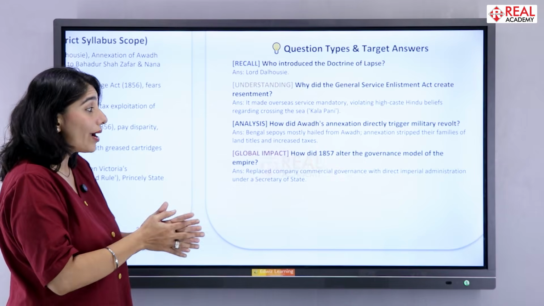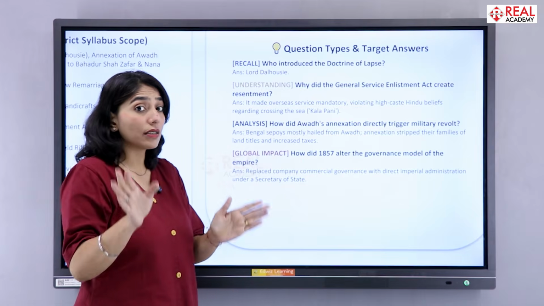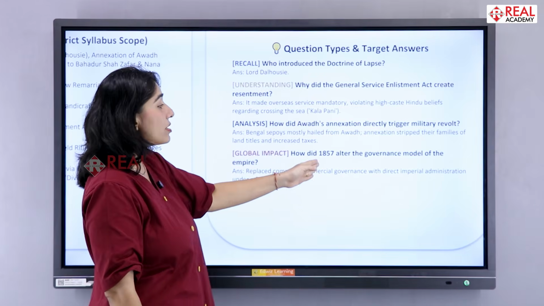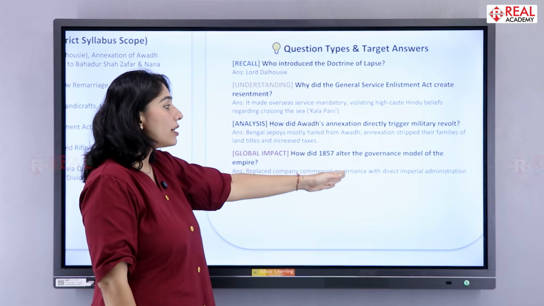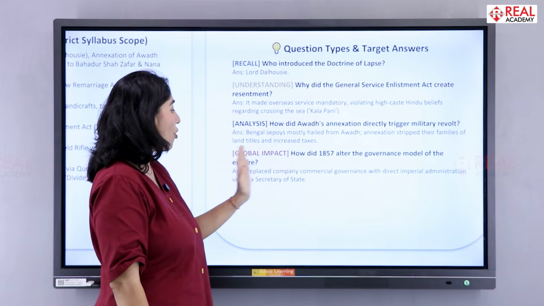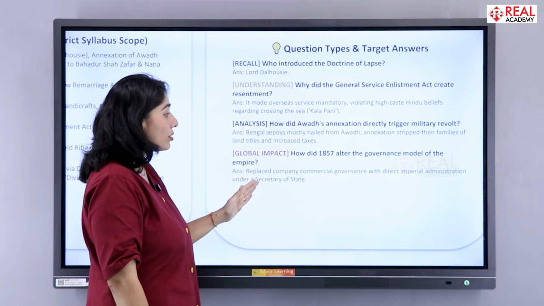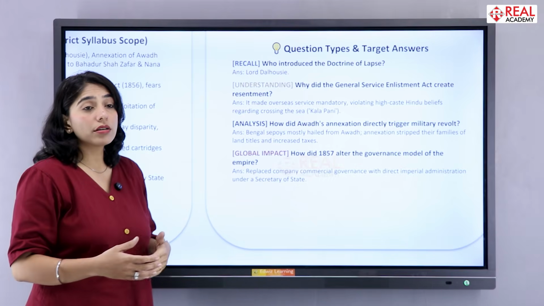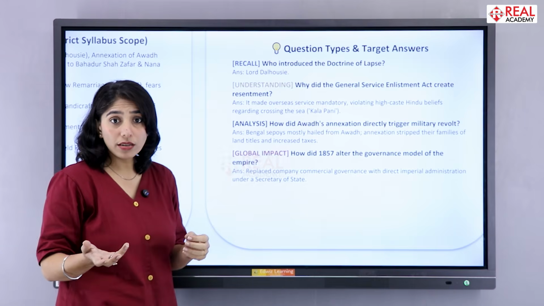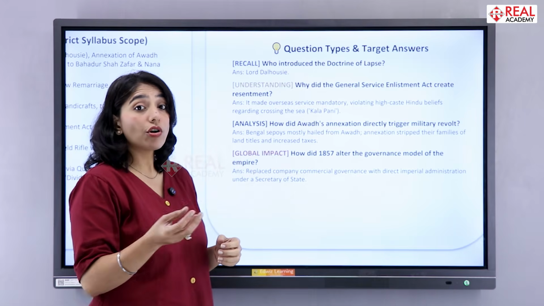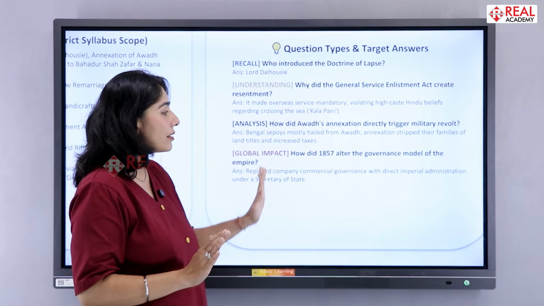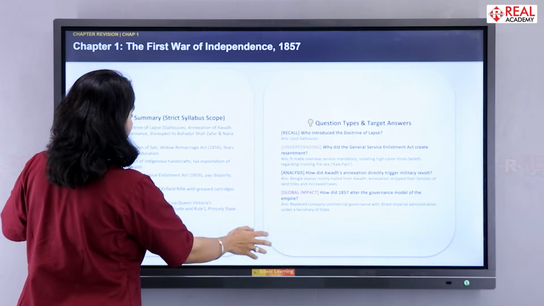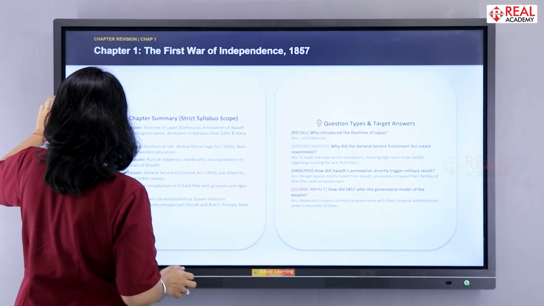Global impact, where I put you in a hypothetical situation, that could be one of it. So here we talk about how did 1857 alter the governance model of the empire. So this is how we're trying to come up with, not kind of personal question, but overall your view on the entire scenario here. All right, I hope this is clear to you all. We now move to the second.